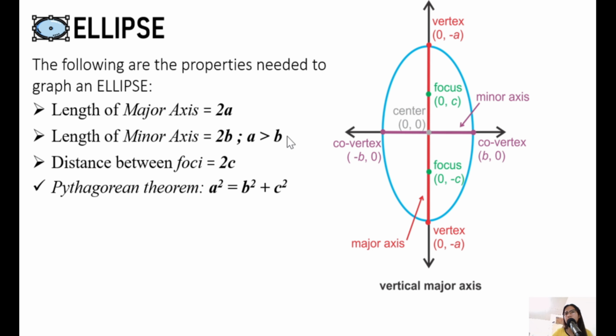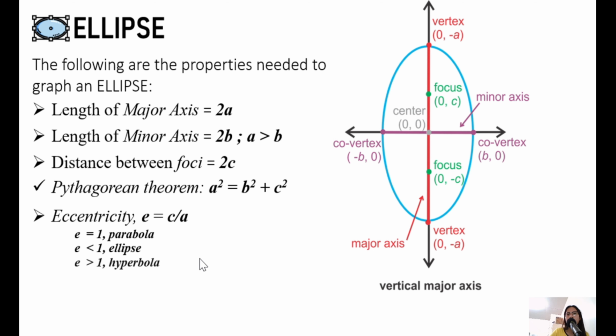Okay? If we have the value of A or B, we can get the value of C by the Pythagorean theorem. The square of A is equal to the sum of the squares of B and C. So, A squared equals B squared plus C squared. The eccentricity is how much it deviates from the circle. So, E is equal to C over A. E equals 1 for a parabola. For an ellipse, remember that E is less than 1. For a hyperbola, E is greater than 1. For a circle, E equals 0. The length of the latus rectum, remember, is LR equals 2B squared over A.